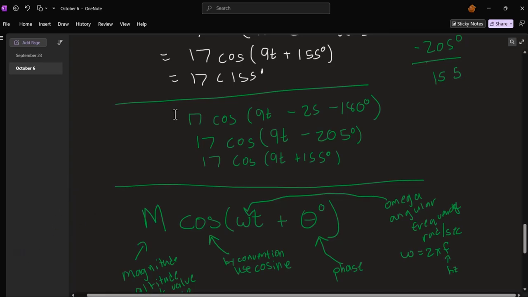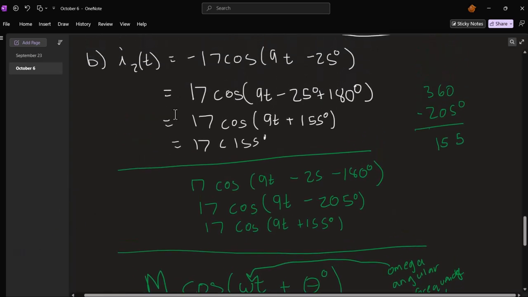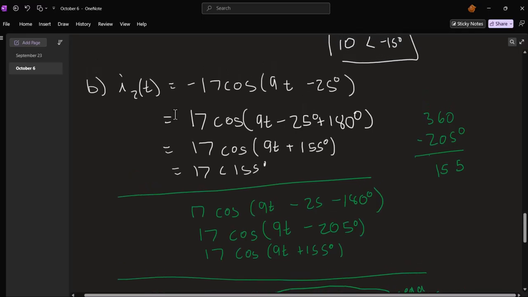The second example that we did was negative 17 cosine 9t minus 25. I didn't want a negative in there, and so I added 180 degrees, and I did that because adding 180 degrees got me between negative 180 and positive 180. I could have subtracted 180 degrees, but then I would have been smaller than negative 180, so then I'd add 360 and I'd still get 17 angle 155 degrees.